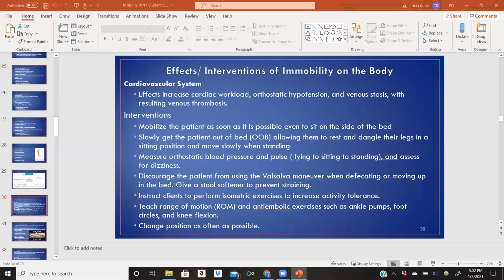You want to instruct your clients to perform isometric exercises to increase that activity tolerance. You want to teach range of motion in the bed. They can do it in the chair, they can do it in the bed, they can do it with physical therapy, and you want to give them anti-embolic exercises. They can do ankle pumps, foot circles, and knee flexion to keep that blood from pooling in those lower extremities so you don't get a clot. And then you want to change positions as often as possible.